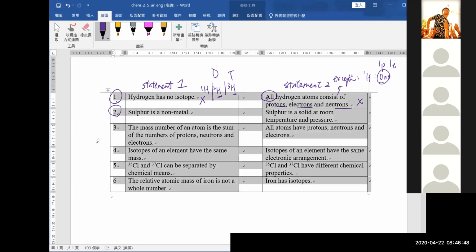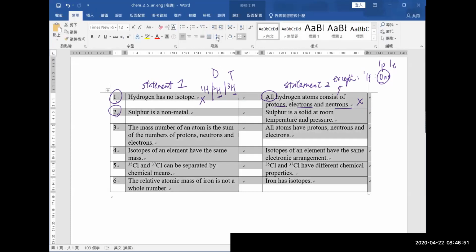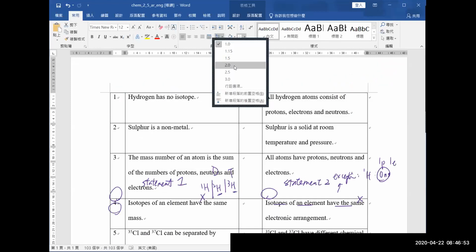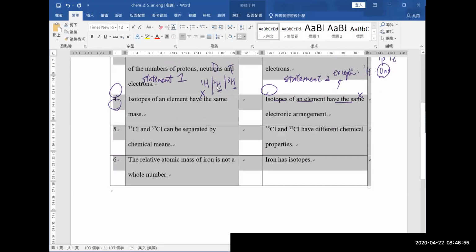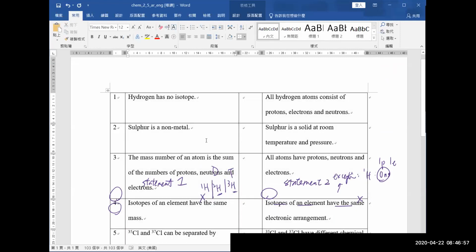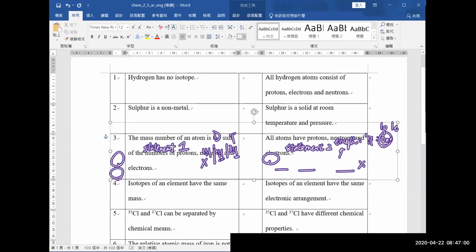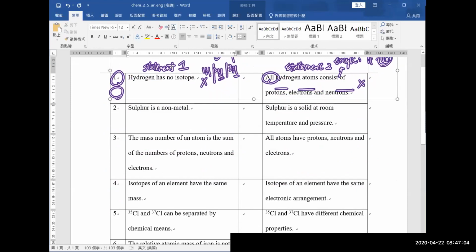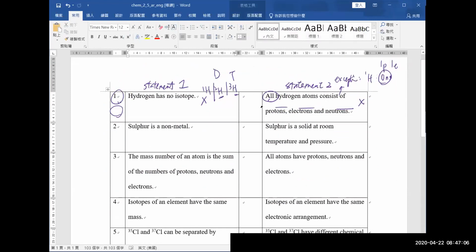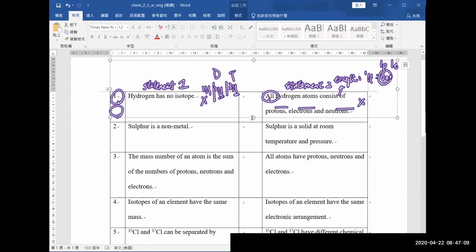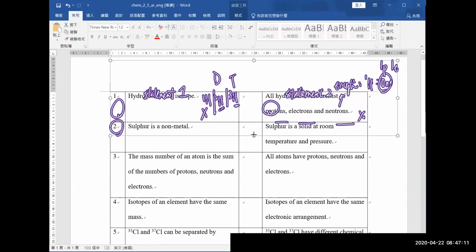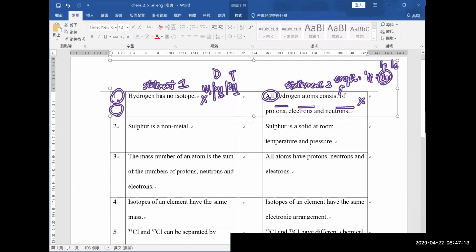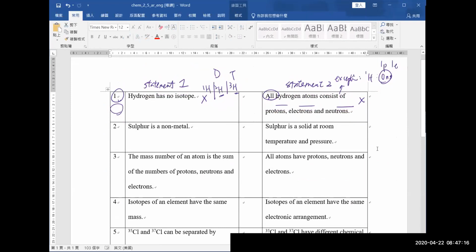B. Okay, yes, both are correct, but they are not set as the answer for one and another. I'm sorry to say that I need to widen it because I need to write something on it. Is it better? Oh, so strange. It doesn't matter. I just widen it such that you cannot see it. Is it better? Okay. Now this one's D.